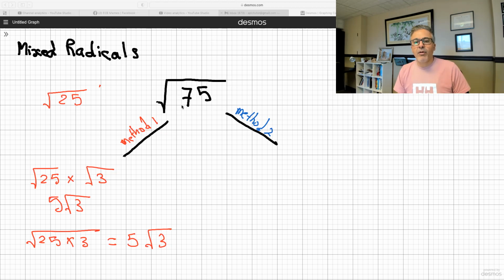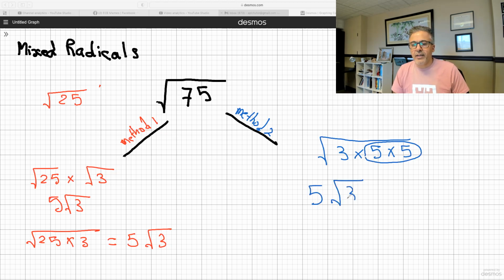In the second method, all you do is take the 75 and write all the prime factors of 75. So it's 3 times 5 times 5. Now, these two 5s here, when you square root them, they become one 5, and then you have the square root of 3 left inside the root. So you find pairs, and then you bring them out as one, and you keep the other number inside. You know, I don't like this method.